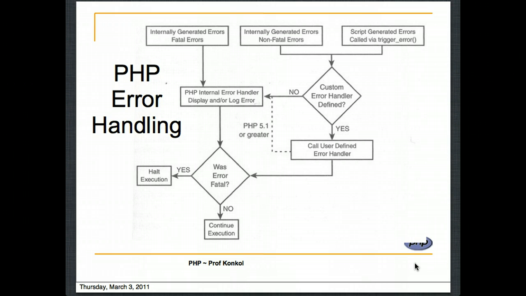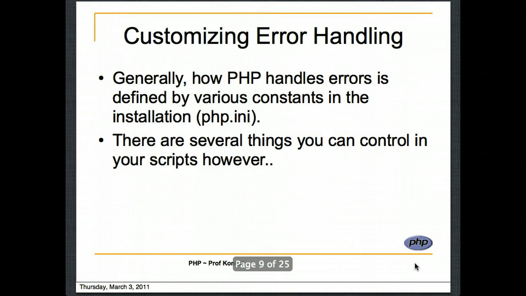This is just a flowchart for PHP error handling. At the top level you've got the different ways errors can be generated, and below that you have if-else type logic for those errors. Custom error handling, like we went over tonight, is generally how PHP programmers handle errors within your code. It's defined by various constants in the php.ini. There are also several things you can control in your scripts, like I went over tonight in the code examples I gave you with the error.php files.